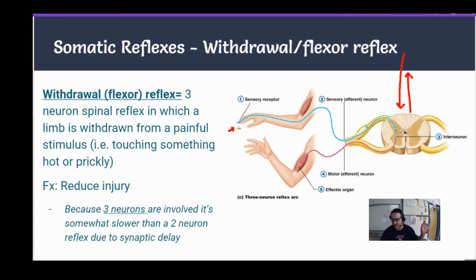It bypasses the brain. So anyways, also because remember, this is a polysynaptic reflex because there's more than one synapse, because there's one right there and then there's two right there. There's three neurons and two synapses. So it's polysynaptic where the other one was monosynaptic with just one synapse. And because there's three neurons and two synapses, it's going to be a little bit slower than a two neuron reflex or a monosynaptic reflex.